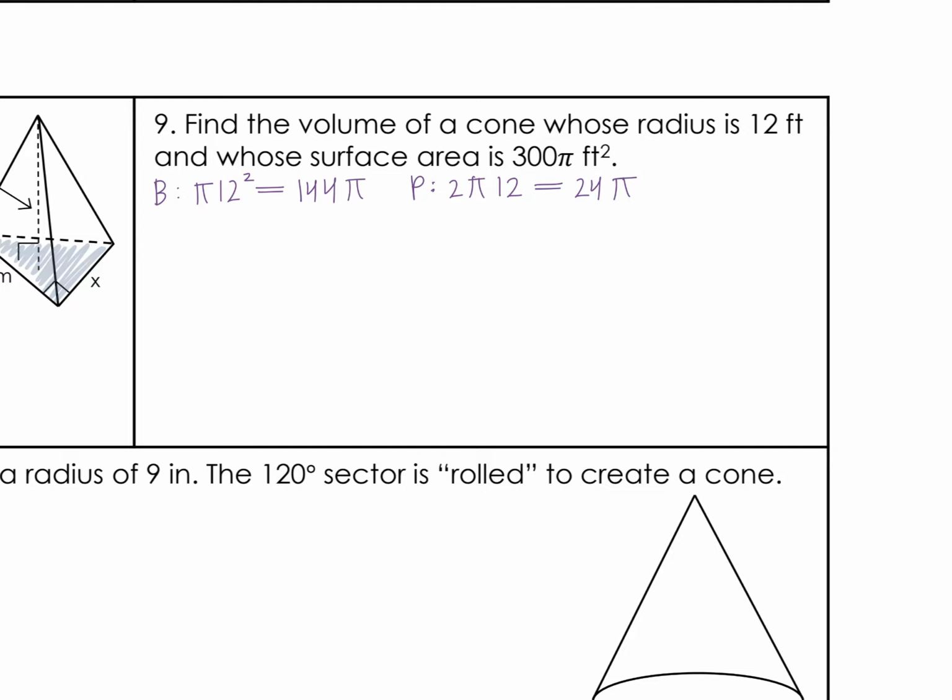So my surface area, that 300 pi, is going to be equal to 1/2 my P, so 24 pi, times my slant height, plus the area of the base. I can't combine these two because I don't have a slant height in the other one, which is the 144 pi. So I'm going to subtract that to the other side. When I subtract that 144 from 300, I'm going to get 156 pi.